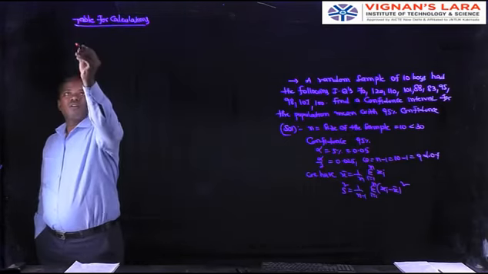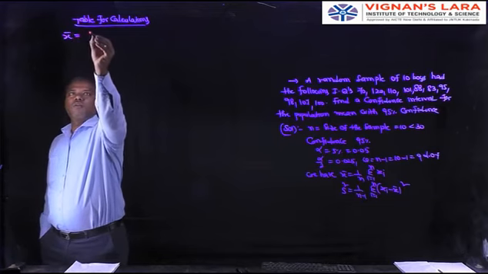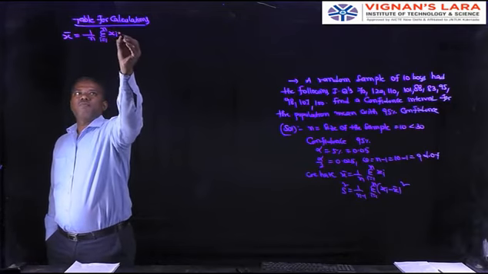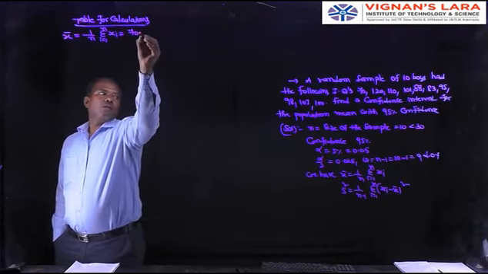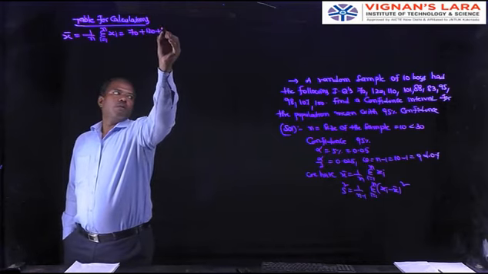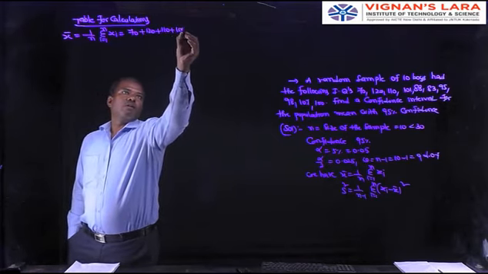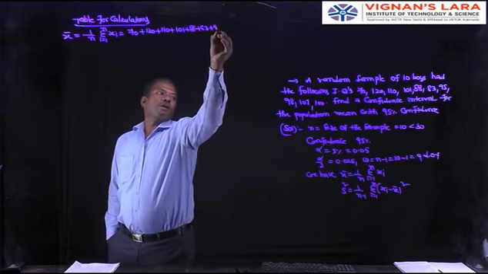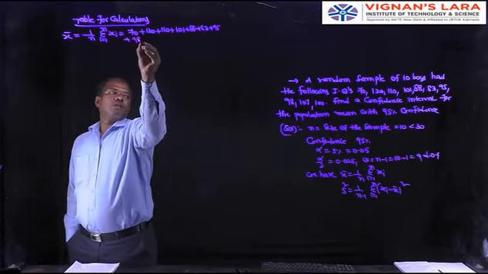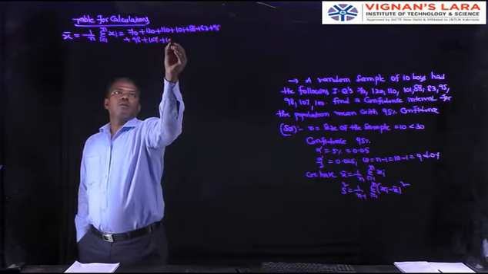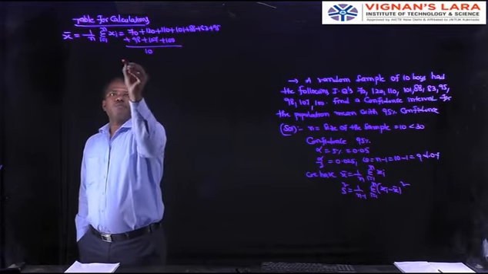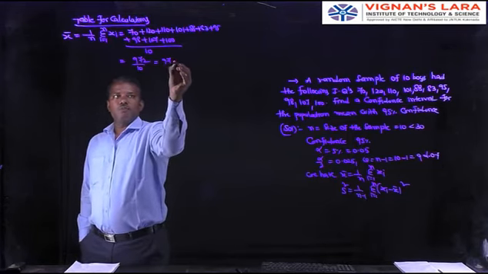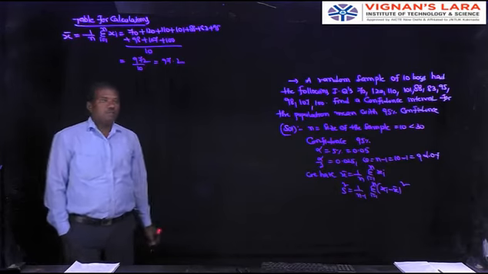For this, first x bar equals 1 by n, sigma i equal to 1 to n, xi, that equals 70 plus 120 plus 110 plus 101 plus 88 plus 83 plus 95 plus 98 plus 107 plus 100 by 10, that equals 972 by 10, 97.2. 97.2, that is the value of x bar.